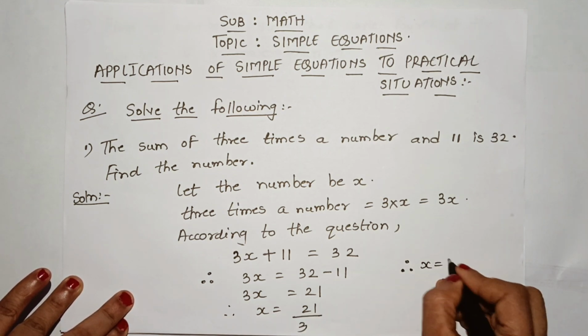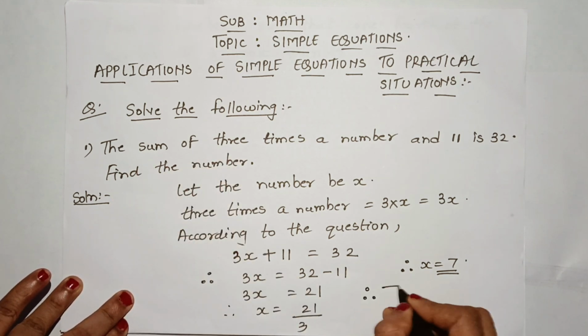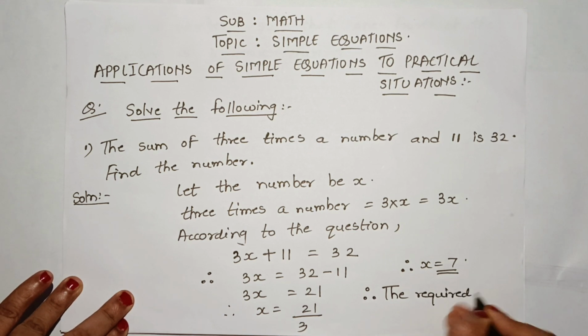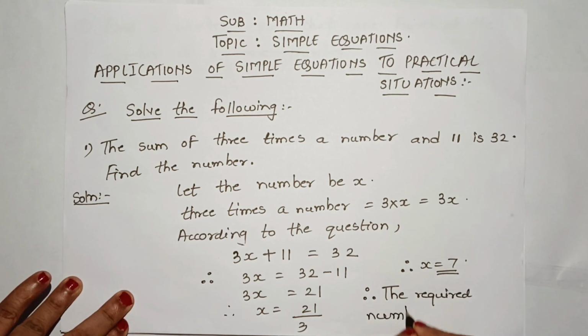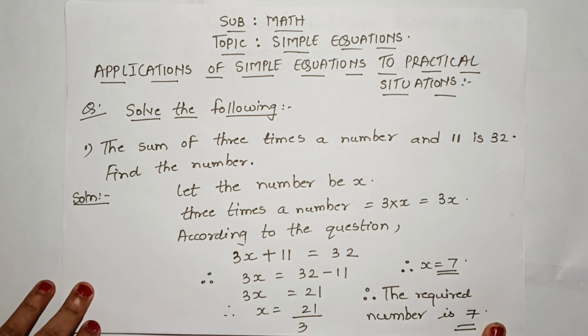Therefore, x is equal to what? 7. We have to write the final answer. Find the number. Therefore, the required number is 7. Let's switch to the next question.